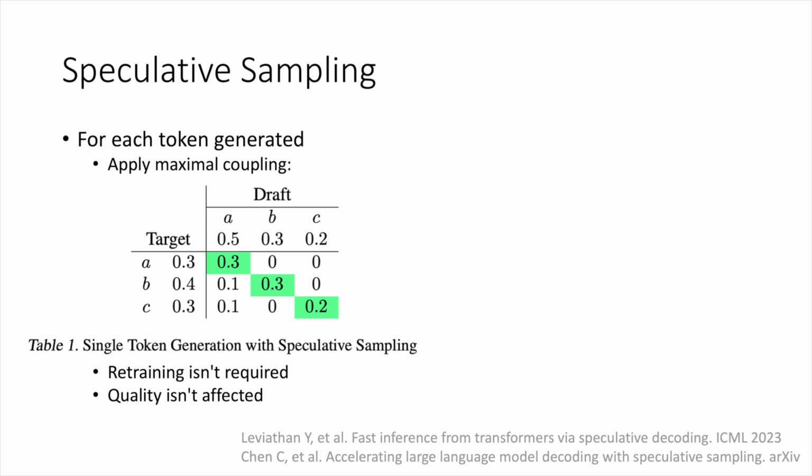Speculative sampling allows us to achieve acceleration while maintaining two important properties. First, retraining isn't required. We can use a draft model to accelerate existing large language models without additional training on large language models. Second, the quality of the generated text isn't affected. By leveraging the maximal coupling approach, we ensure that the output distribution remains the same to the original model.